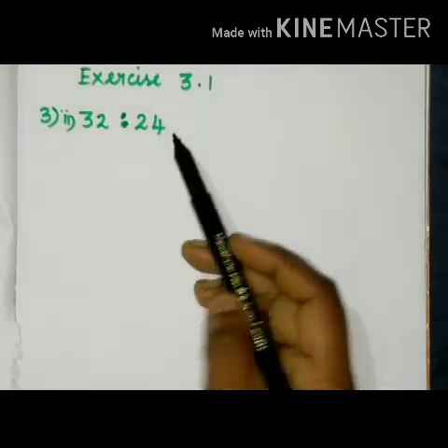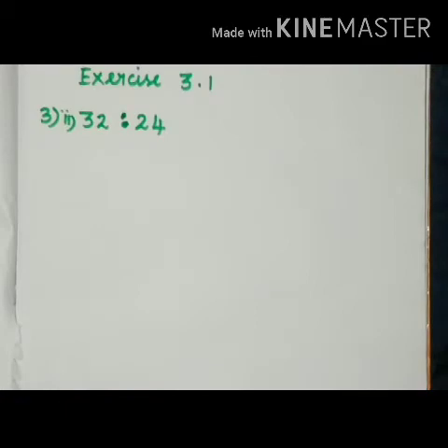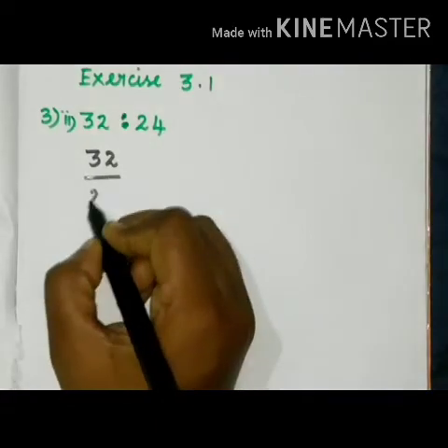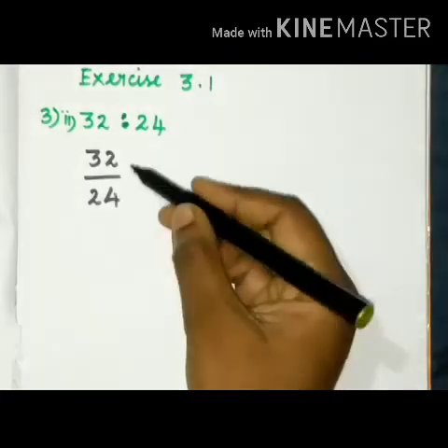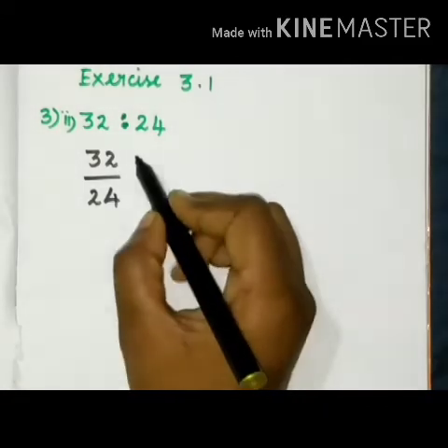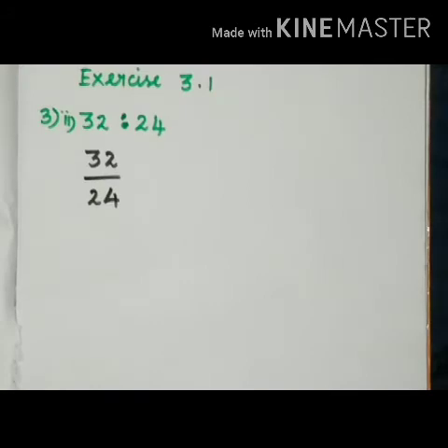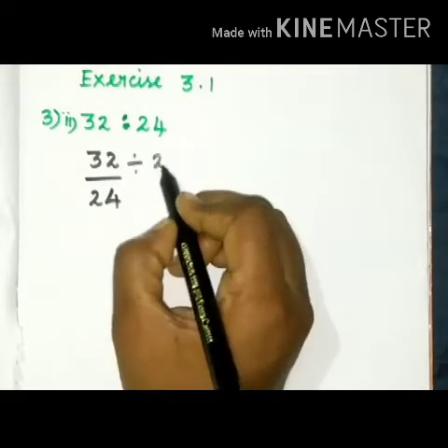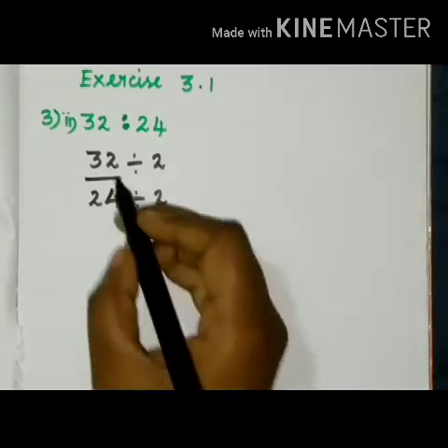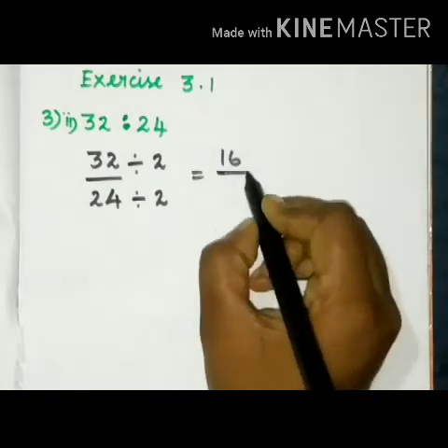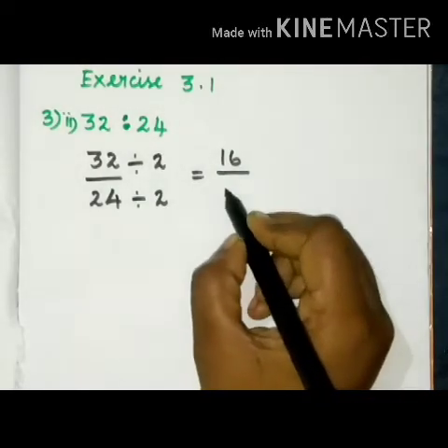32 is to 24. To simplify the ratio, what do you have to do first? First you have to write the ratio in the fraction form. Then you have to divide each quantity by its common multiple. See, 32 and 24 are divisible by 2, then 8. So you can take any common multiple. First we take 2. 32 divided by 2 is 16. Then 24 divided by 2 is 12.